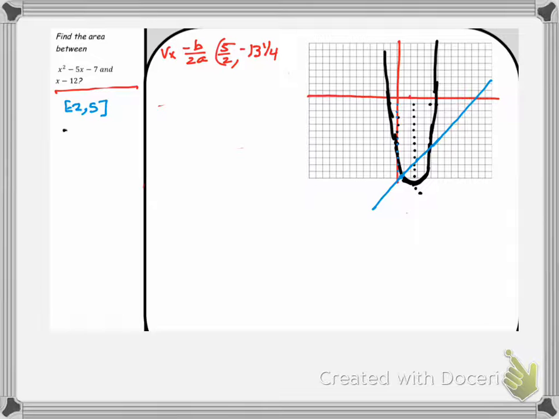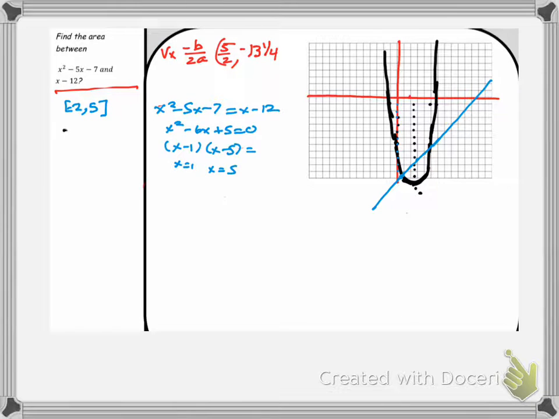So how do you find the intersections? You put them equal to each other. x squared minus 5x minus 7 equals x minus 12. So you get x squared minus 6x plus 5 equals 0. So that's x minus 1 and x minus 5 equals 0. So x equals 1 and x equals 5 gives you the intersection.